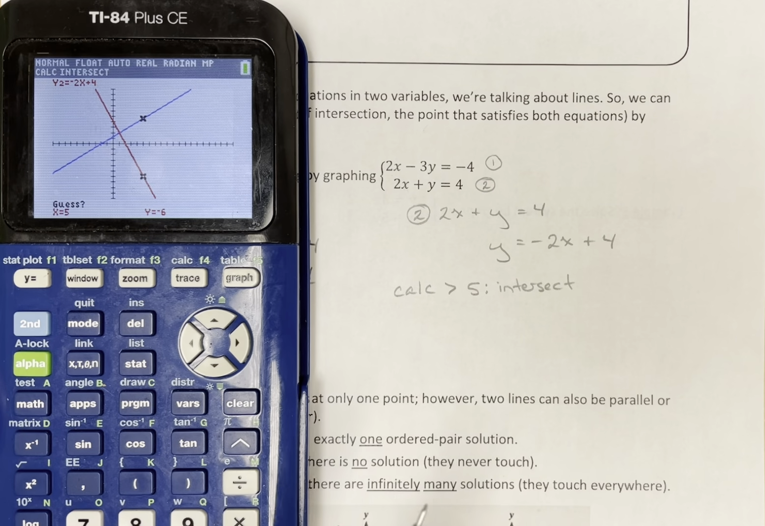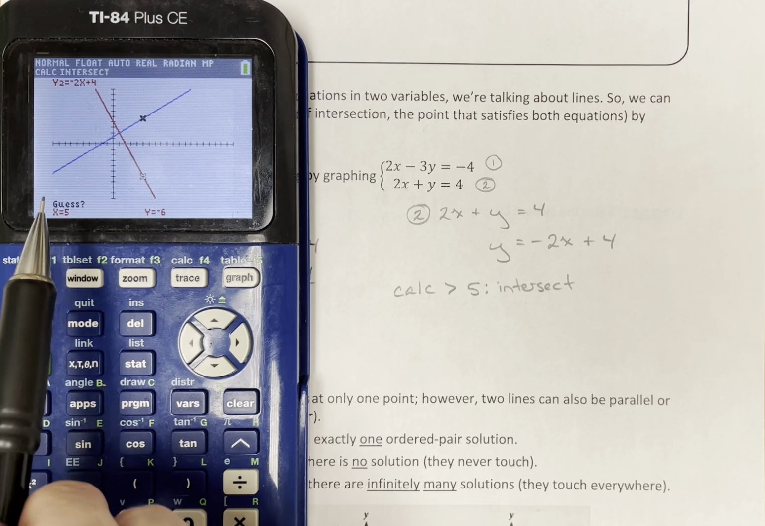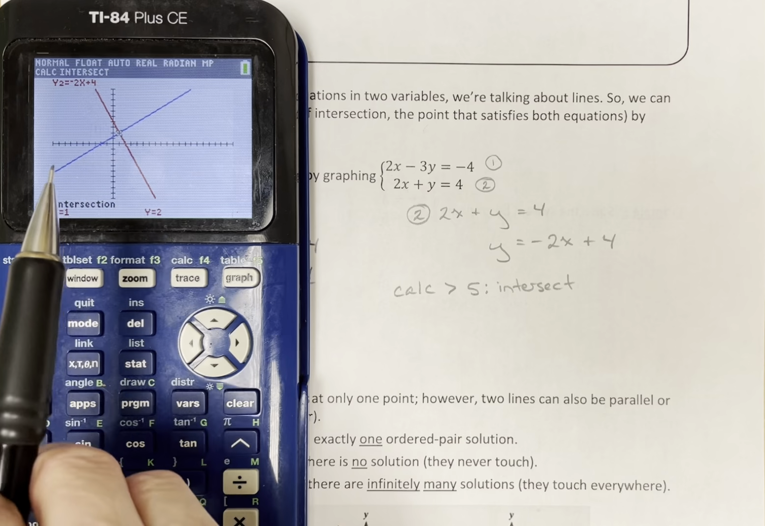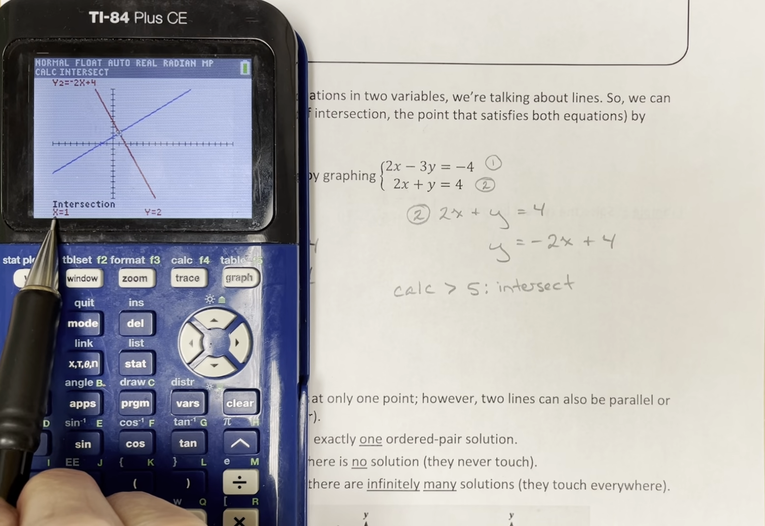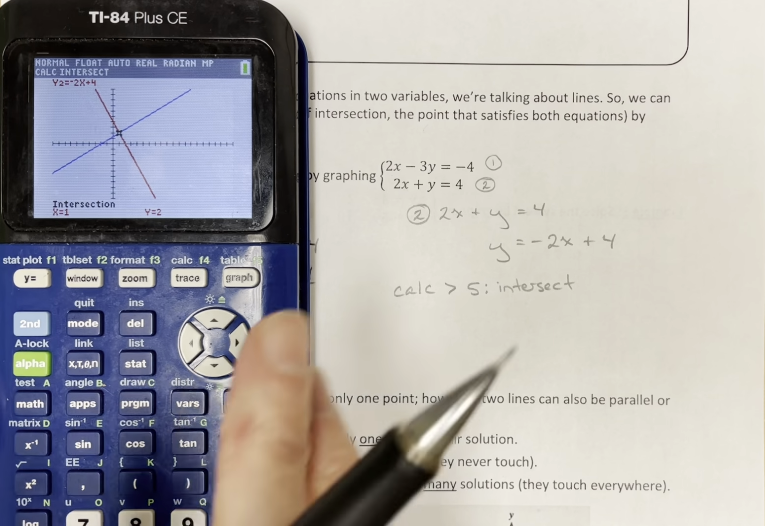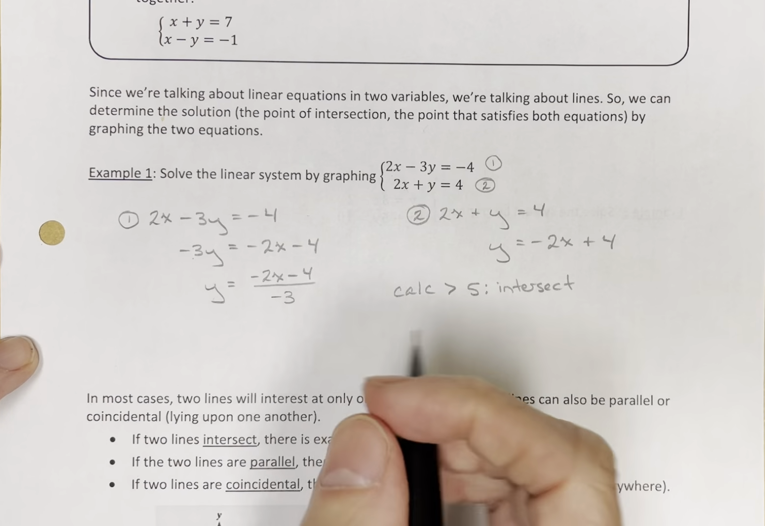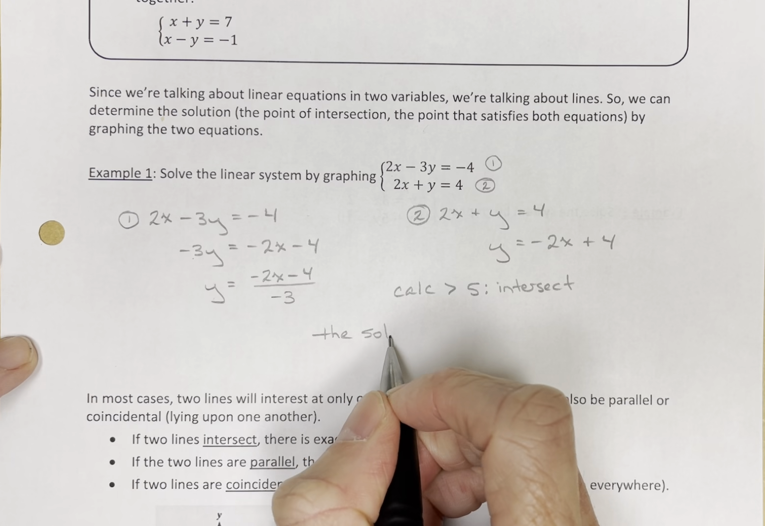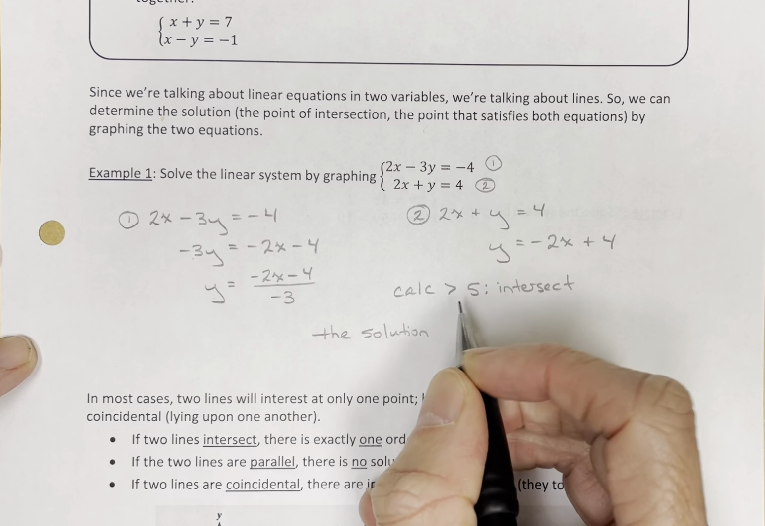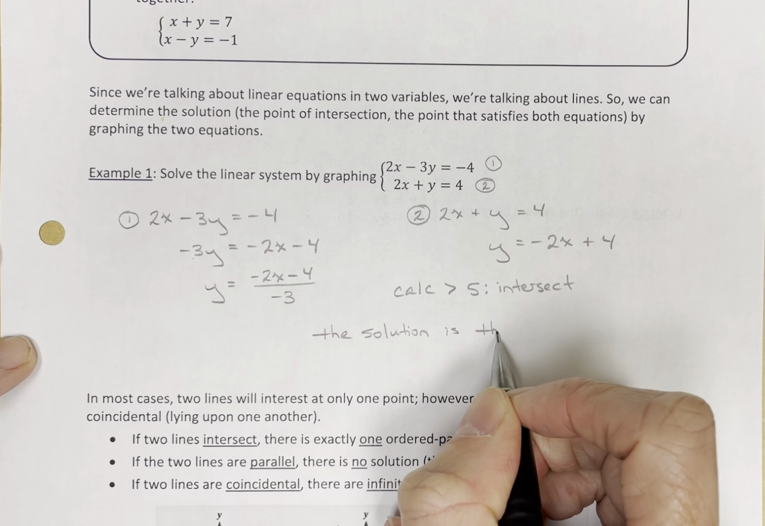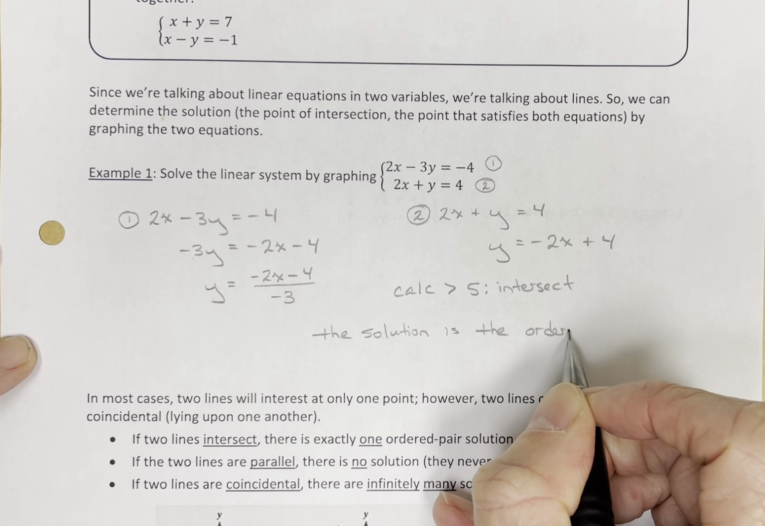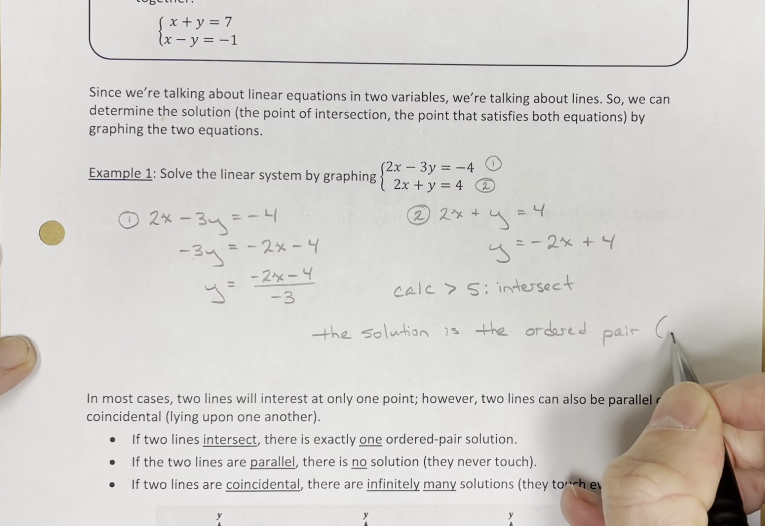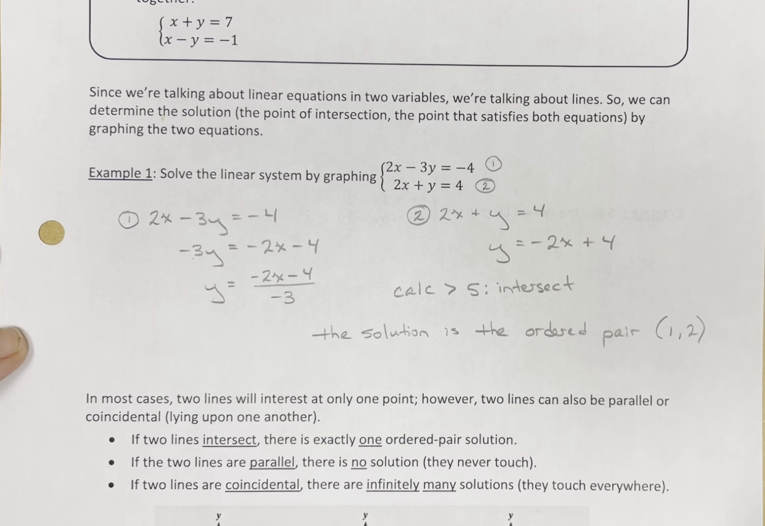It's the red one. I'll press enter. Would you like me to guess or tell me the answer? The answer is yes. I'll press enter again. And it says it intersects at the point (1, 2). So the solution set, okay, the solution is the ordered pair (1, 2), and we're done.